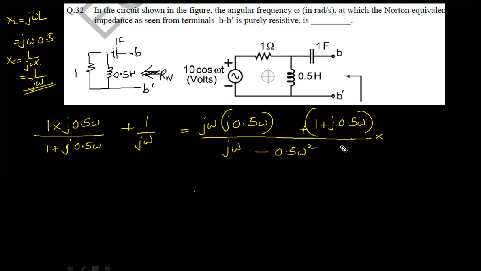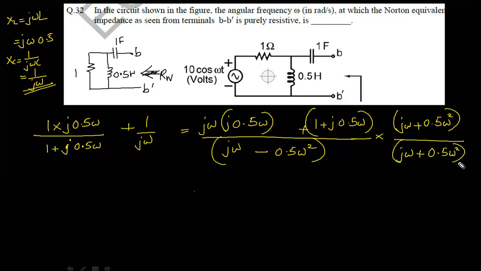Now we are multiplying the complex conjugate of this term, J omega plus 0.5 omega square, on both numerator and denominator, so that the denominator turns out to be a purely real number, right? And I am marking only the imaginary part of this expression. So J omega into J 0.5 omega, J into J is minus 1, so minus 0.5 omega square.